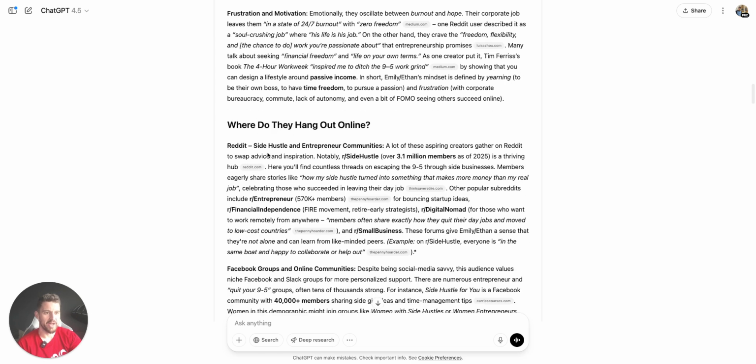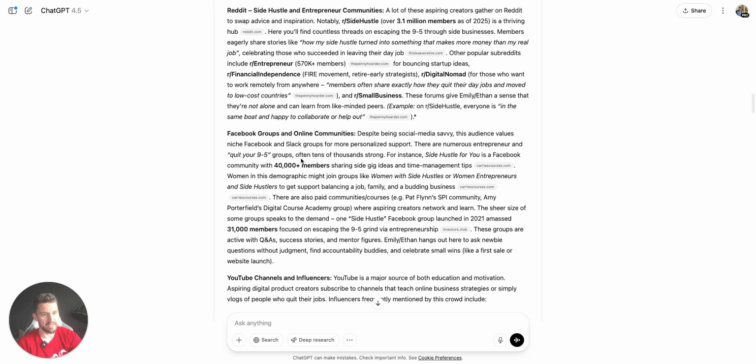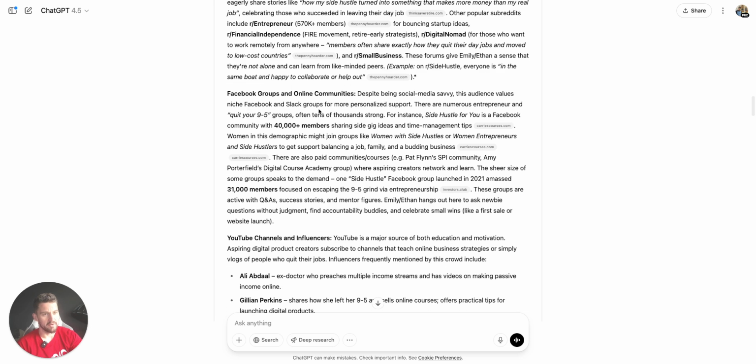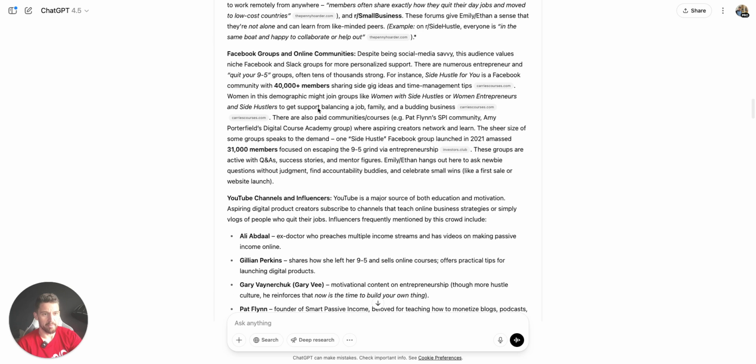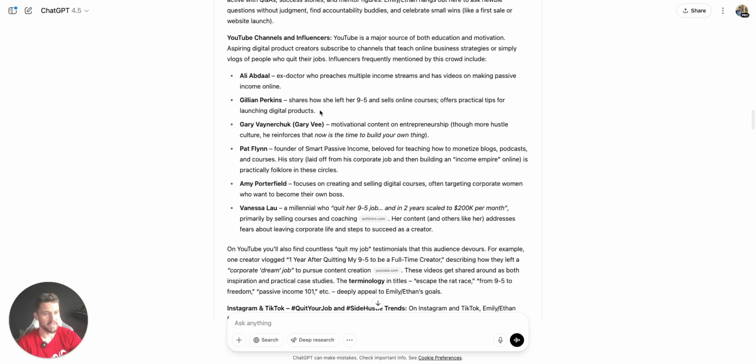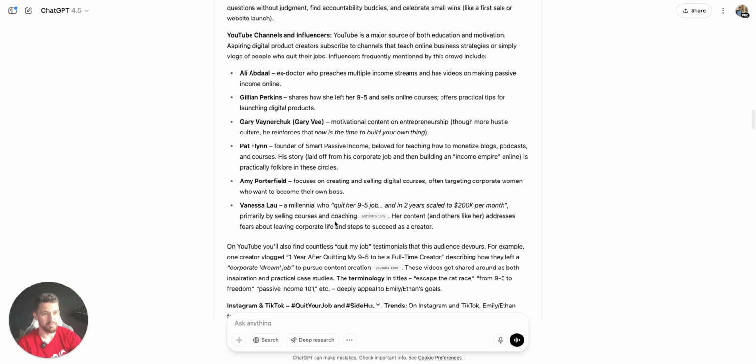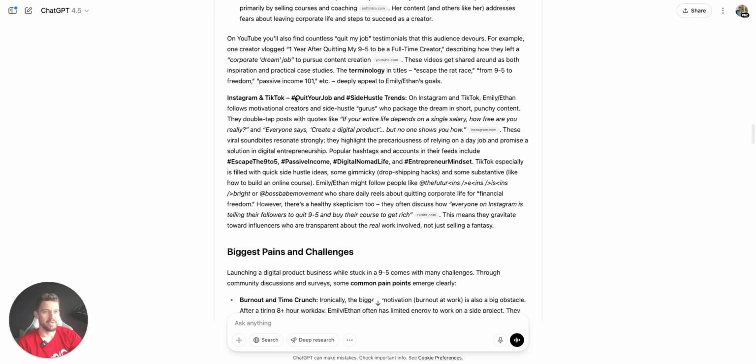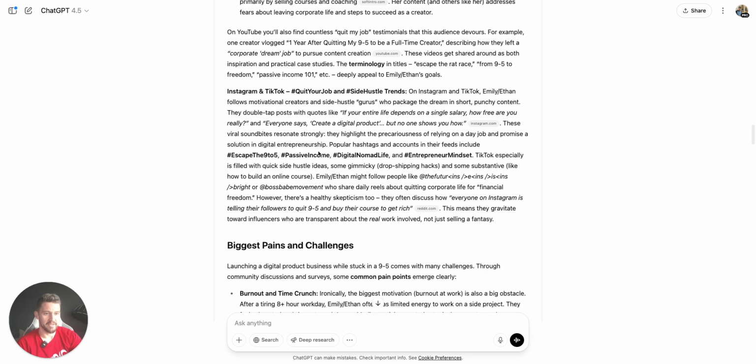Where do they hang out? Reddit communities, Facebook groups, all right, and it goes down to like breaking down how many members and stuff, YouTube channels that they follow and they like, so this helps us with targeting these people. Instagram and TikTok, quit your job, side hustle, trends.